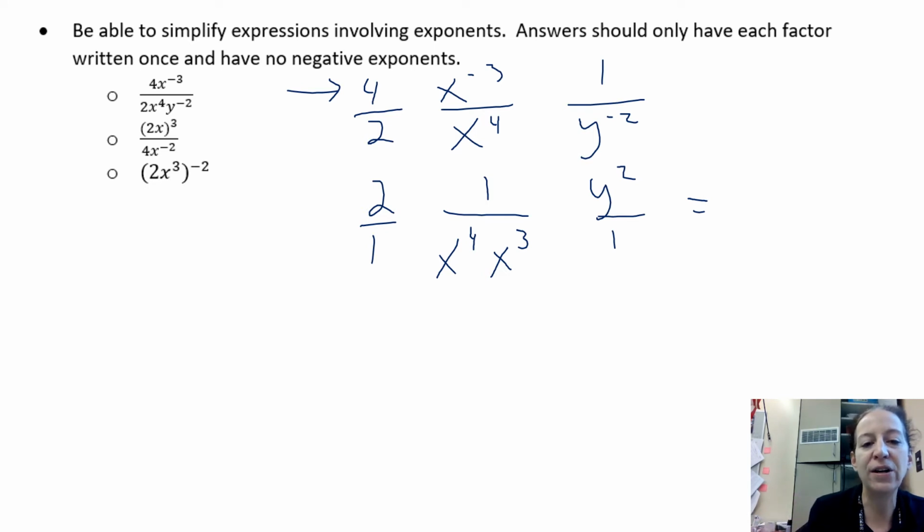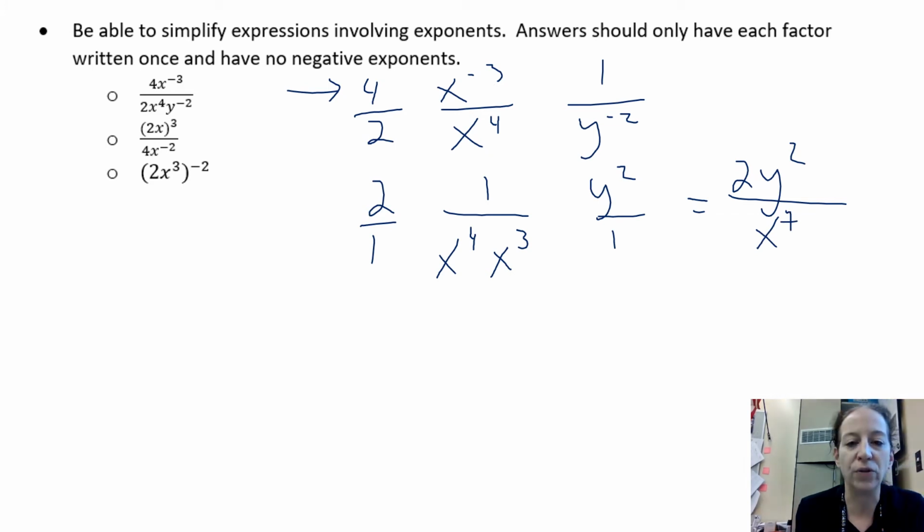So my numerator is 2y squared. My denominator, I have x to the 4th times x to the 3rd. And remember, we add exponents, so that gives me x to the 7th. Not the only way to do that. Now, notice that we only have one constant, we have one y, we have one x there. This is what we're trying to avoid: having more than one x. You need to make sure you combine them so you only have one, and all of our exponents are positive. So that's how we know that we finished that problem.